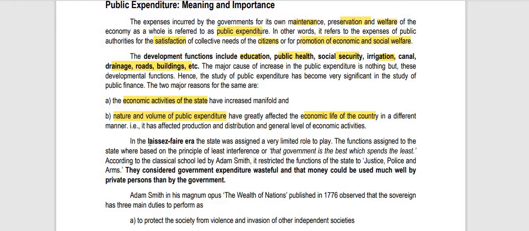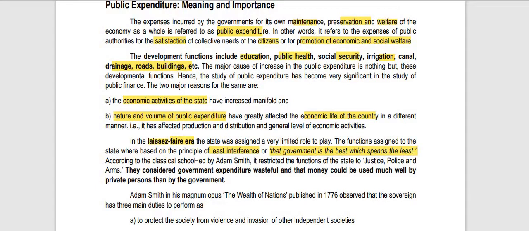Before, we had this laissez-faire era. It's about letting the public do what they want. The functions assigned to the state, meaning the functions of the government, are very minimal, and there is least interference, or the government is best which spends the least. So kung gamay ang gasto, according to laissez-faire, the government is at its best.